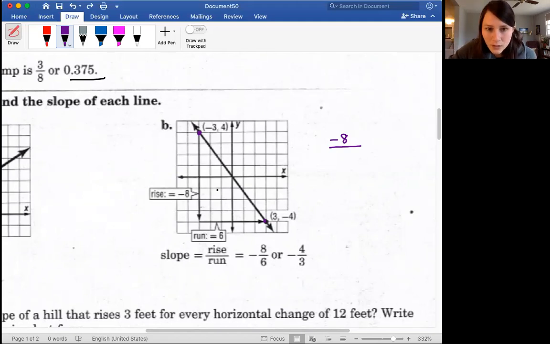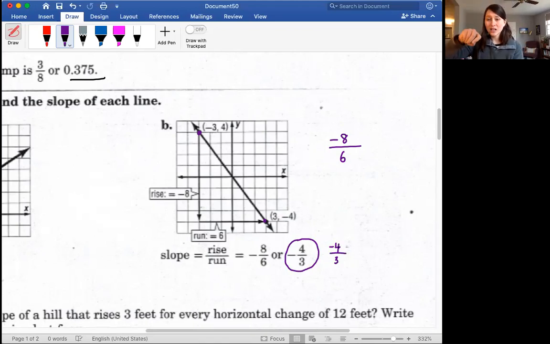So it's going to the right 6, and so that's a positive 6. So the rise over run, showing the slope, is negative 8/6. Now when we simplify that, that's negative 4/3. And I like to put my negative kind of on top usually, because that tells me it's going down 4 and then to the right 3.